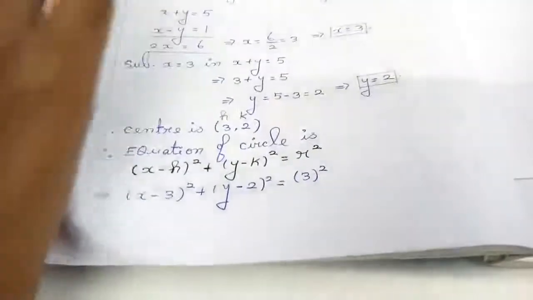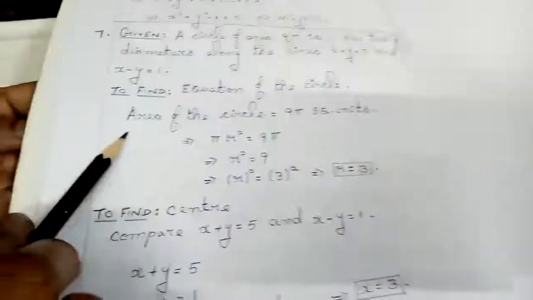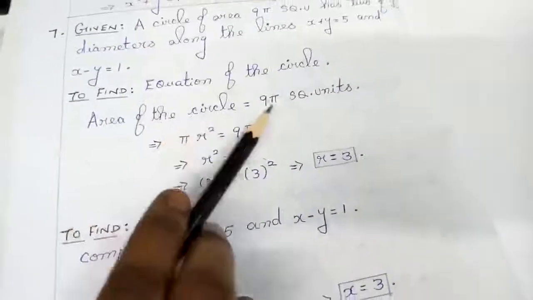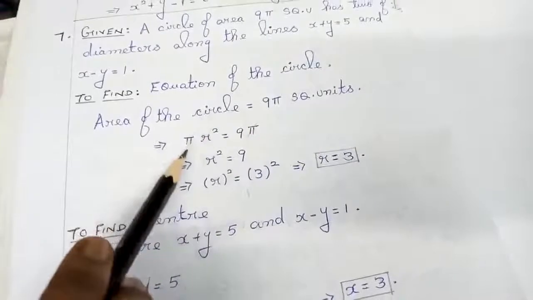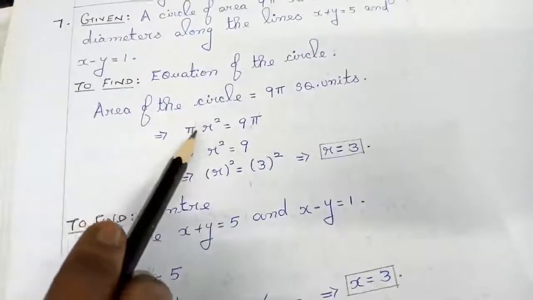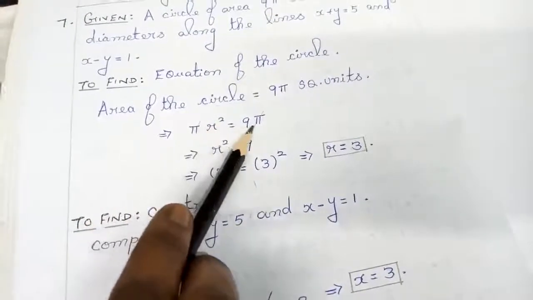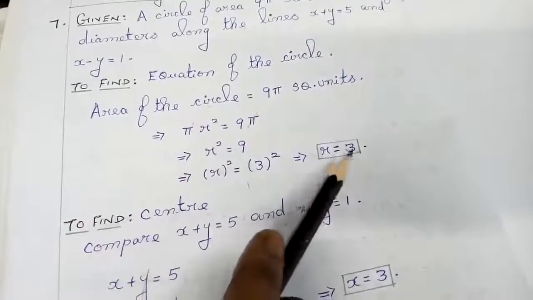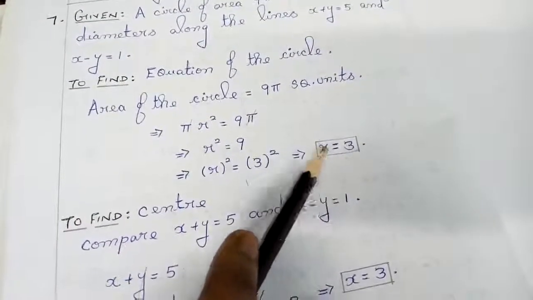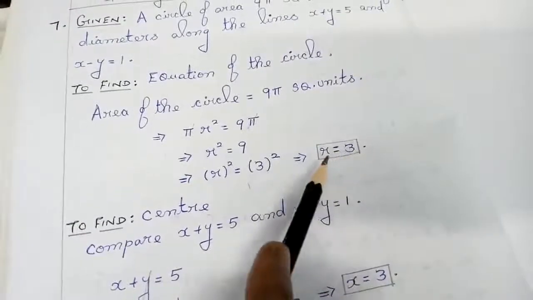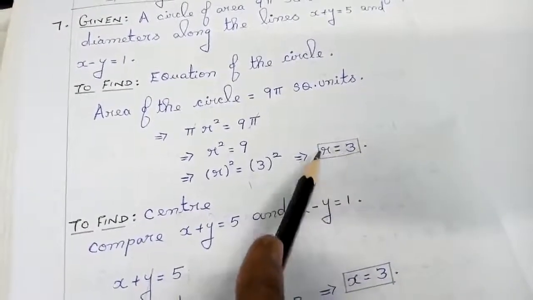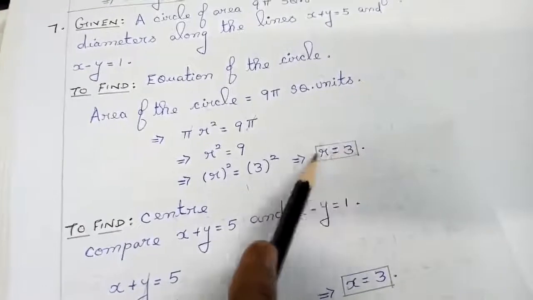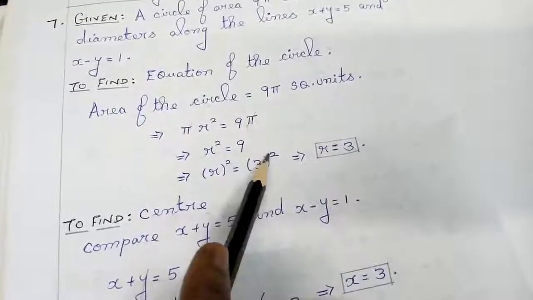I am going to take the area of the circle, which is 9 pi. Substitute in the formula: area of circle, pi r square, is equal to 9 pi. After solving, you get the answer for r. Radius is going to be 3, because it cannot be a negative value, so I am taking only the positive value. I have found the radius using this particular condition.